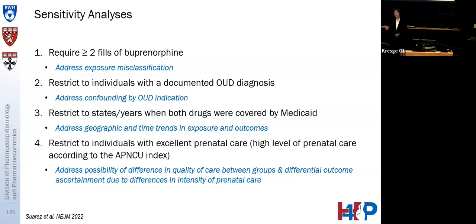And then we restricted to individuals who are considered to have excellent prenatal care, which was defined as a high level of prenatal care according to a prenatal care index. The reason we did this is to make sure that there was no possibility of a difference in quality of care between the two groups that could lead to differences in the outcome, and also that there was no differential outcome ascertainment due to differences in the intensity of care that these patients were receiving.